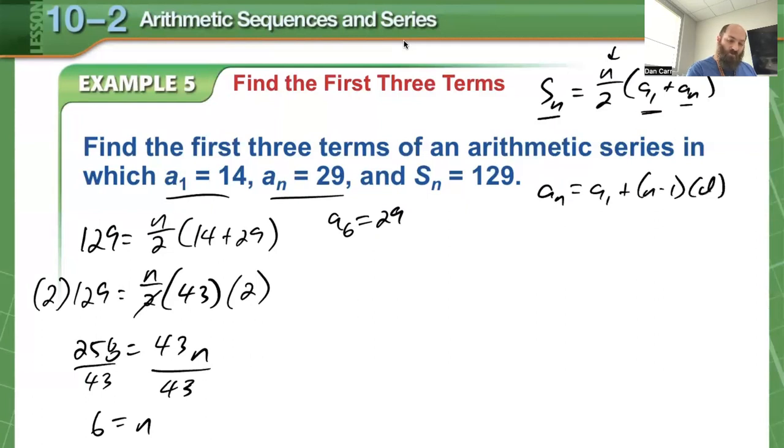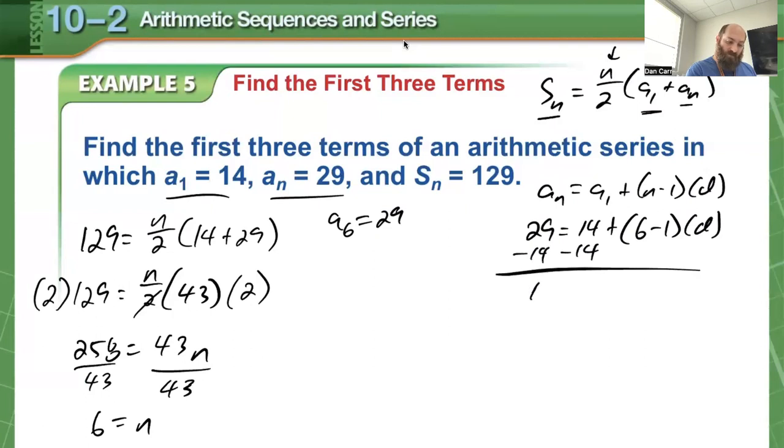Okay, so in this case, we're going to do a sub 6, which is 29, equals 14 plus my number of terms, 6 minus 1, times d. So we can subtract 14 over. Okay, so I get 15 is equal to 5d, divide by 5, and I get 3 for d.